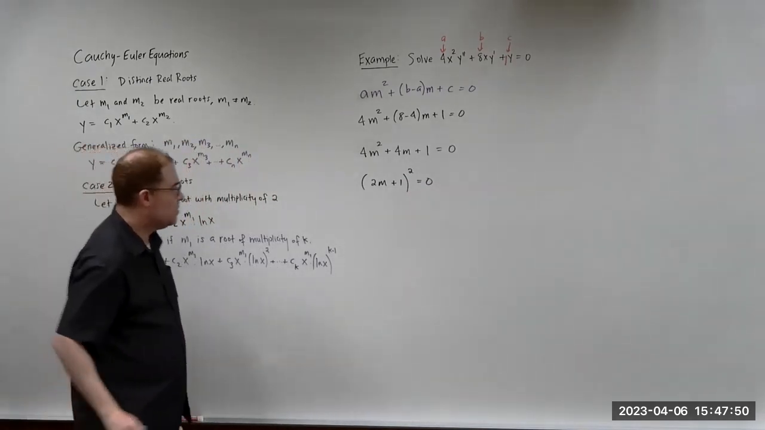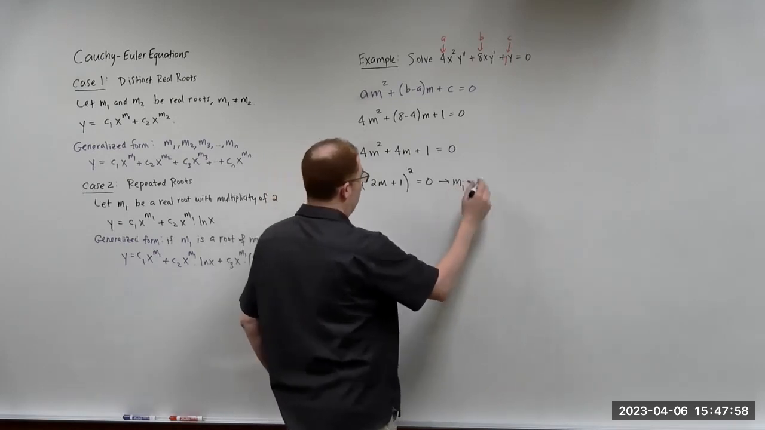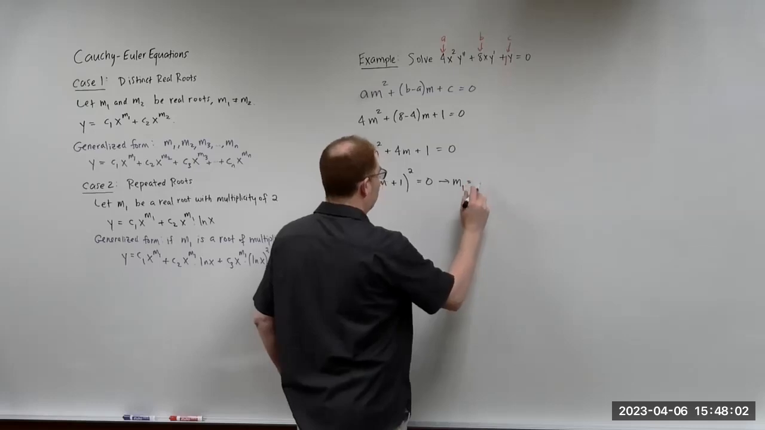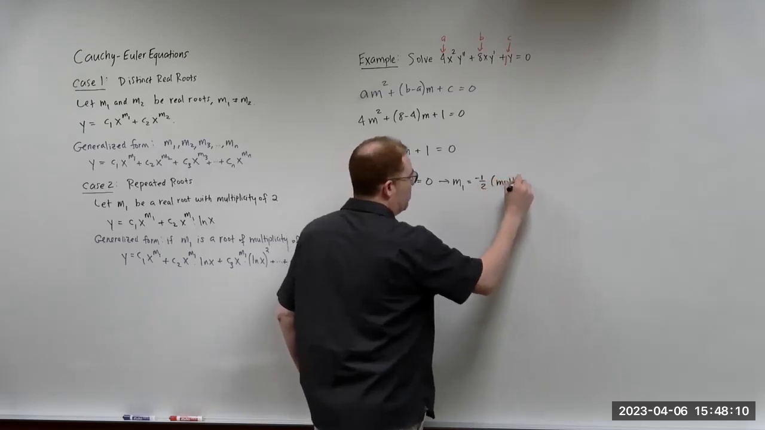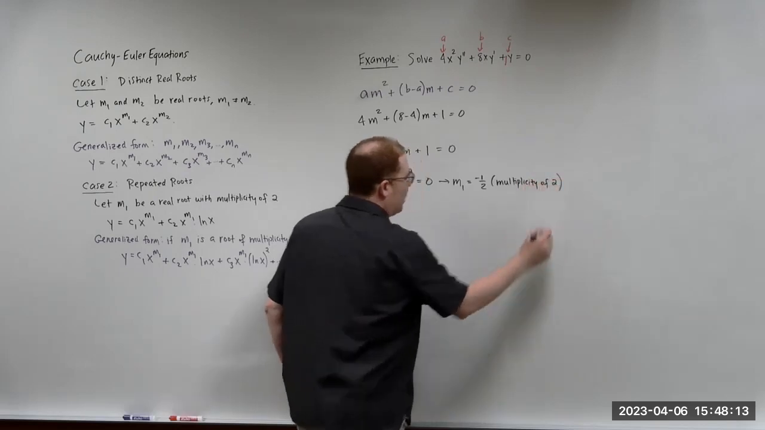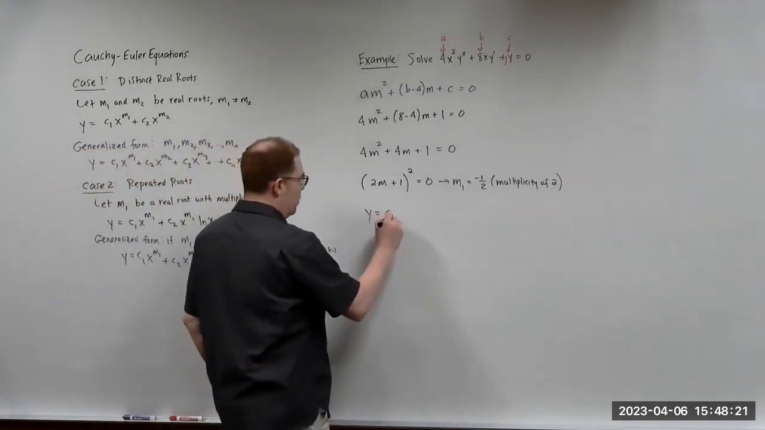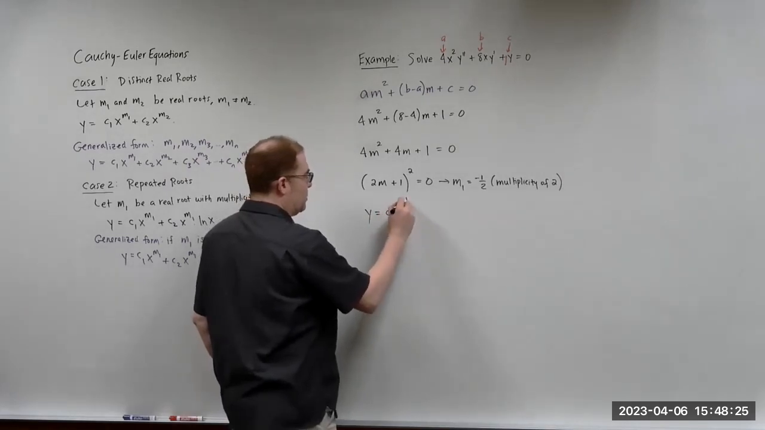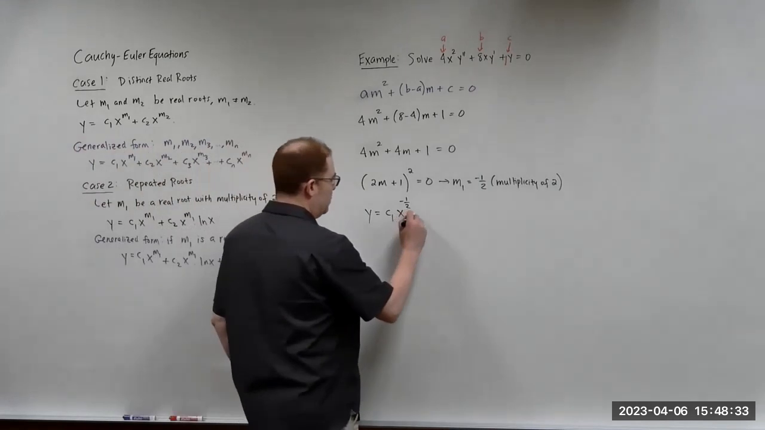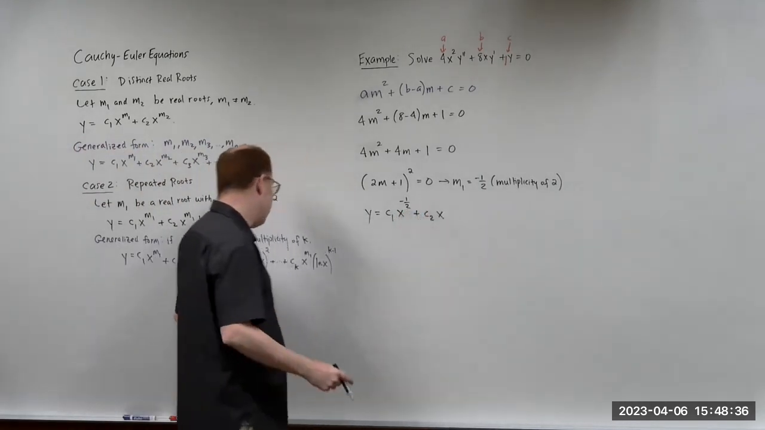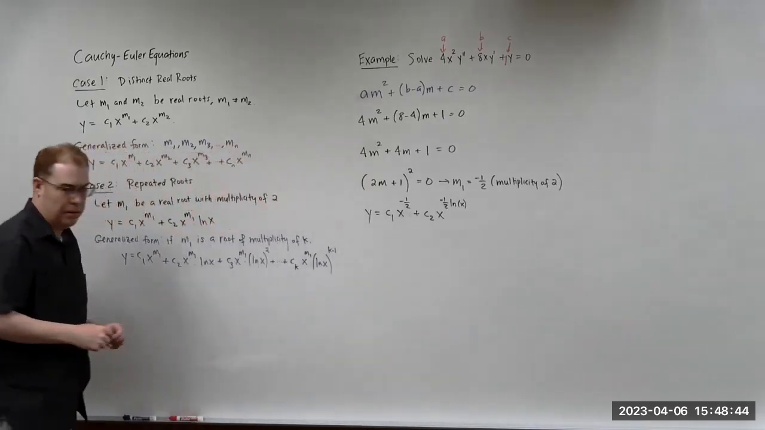Therefore, this tells us that m1 has to be minus 1/2, with multiplicity of 2. So our solution is going to be y equals c1 times x to the power of minus 1/2 plus c2 times x to the power of minus 1/2 times natural log x. That is the solution.